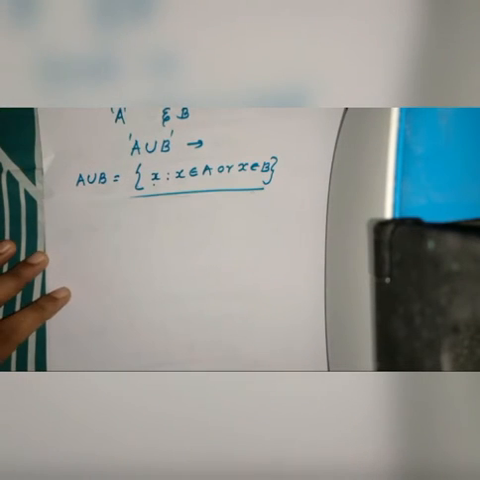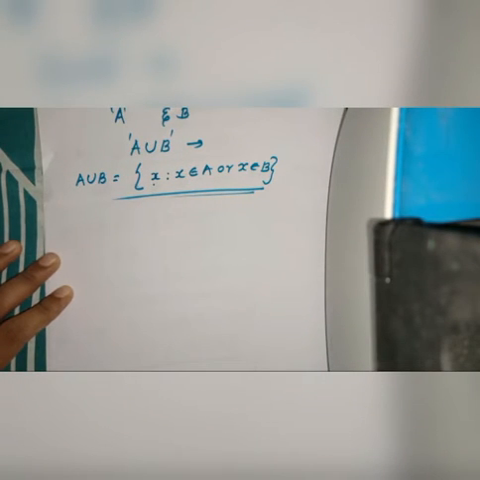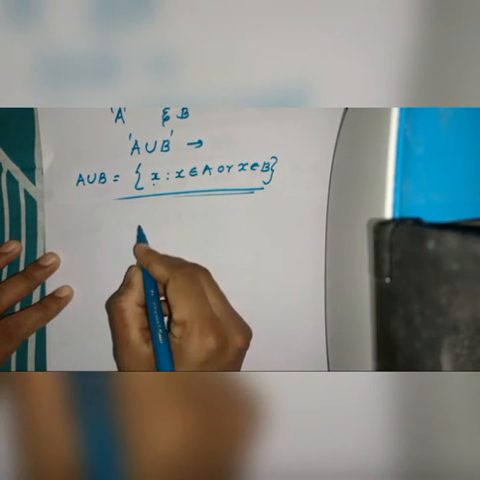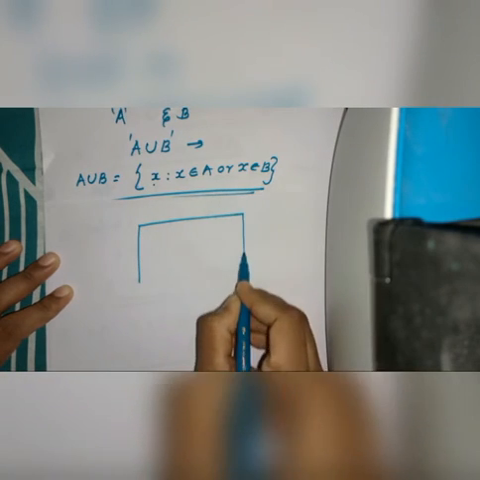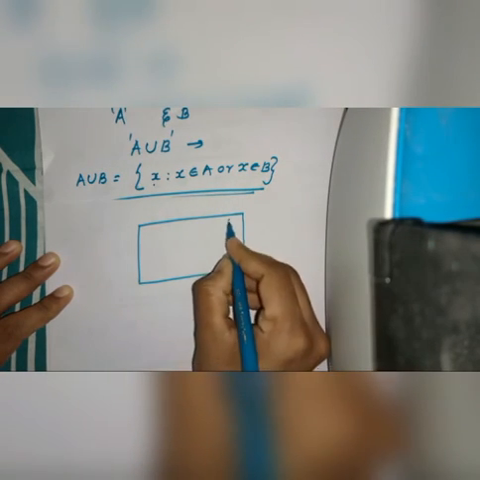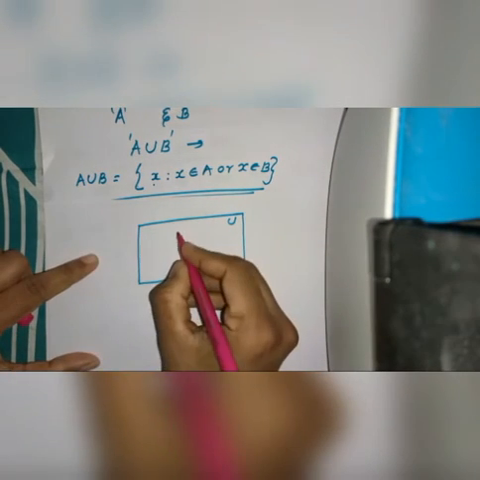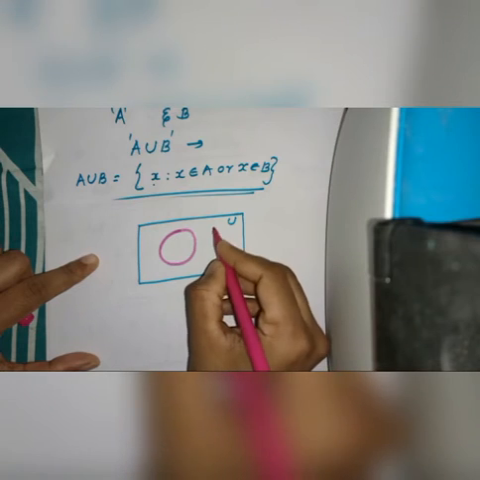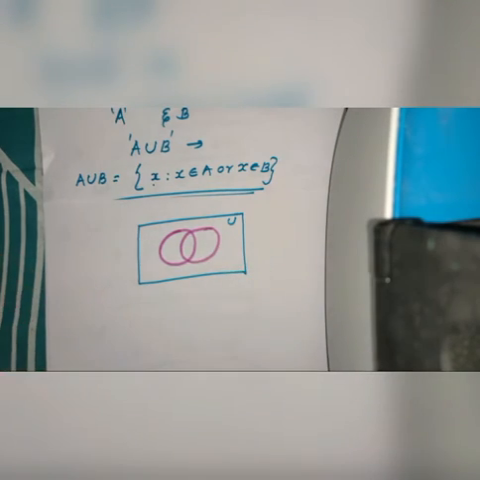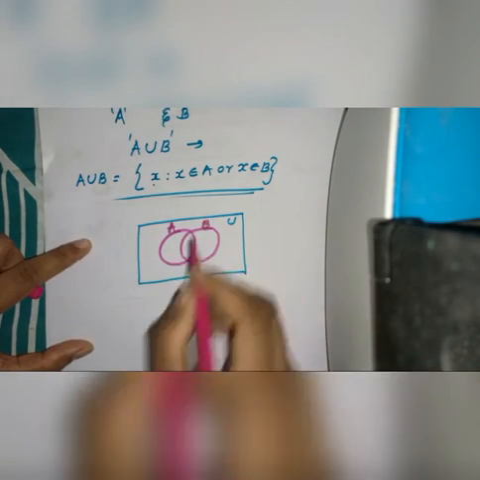Now we are going to show the Venn diagram of A union B. You know that in a Venn diagram we represent the universal set by a rectangle and the subsets by circles. So this is the universal set, using a rectangle. We have two sets: one is A, another is B. This is one set A, this is another set B.